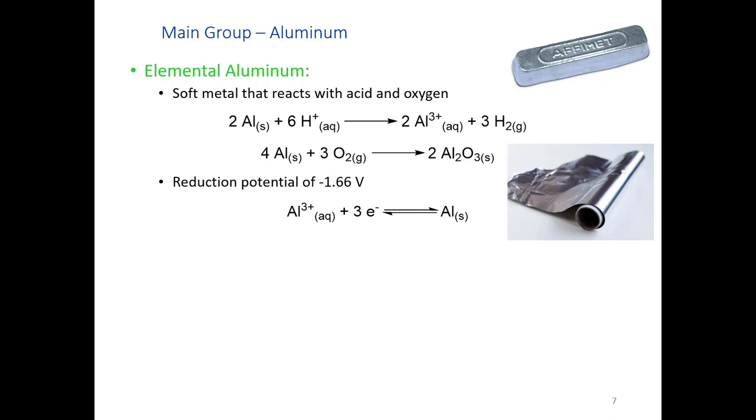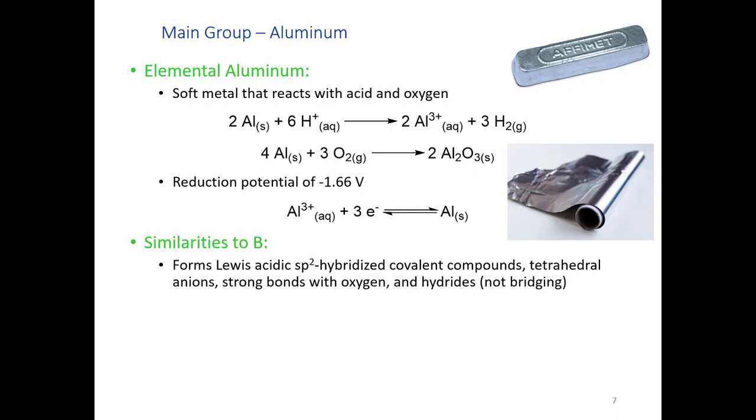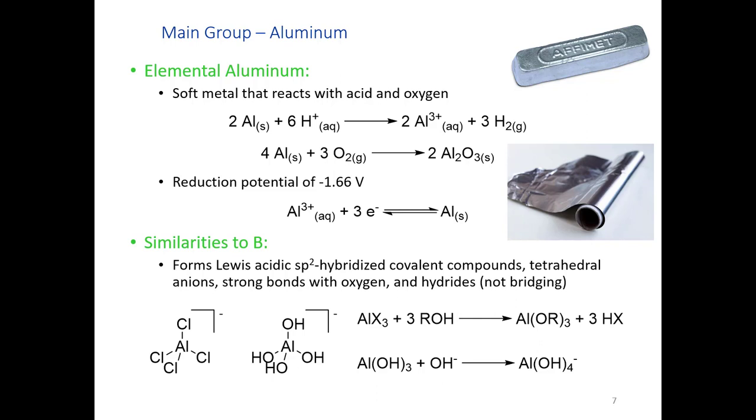There are some similarities between boron and aluminum in that they both form covalent 3-coordinate sp2 hybridized compounds that are Lewis acidic because of an empty p orbital. They both readily form tetrahedral anions, as shown here, and they both form hydrides, although for aluminum they do not bridge. Lastly, they both form strong bonds with oxygen, and aluminum halides as well as aluminum carbon bonds will readily react with alcohols and water to form stronger aluminum-oxygen bonds.